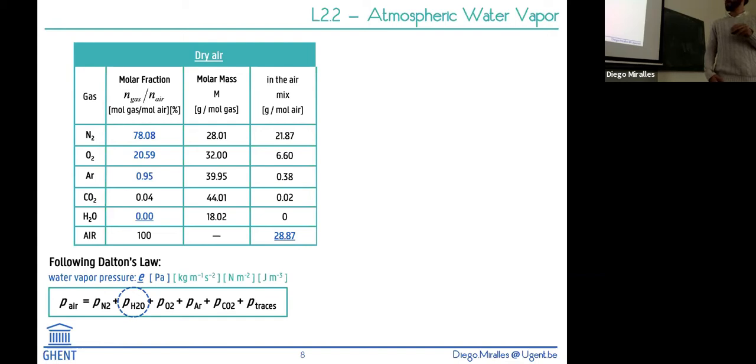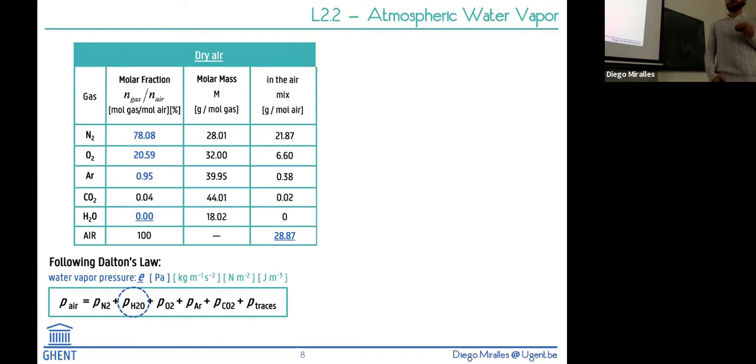That's what this means. You can calculate how much each of those components weighs in the mixture of air. So you can put it in kilograms per mole of air, if you wish. And you can do that by using the molar mass.